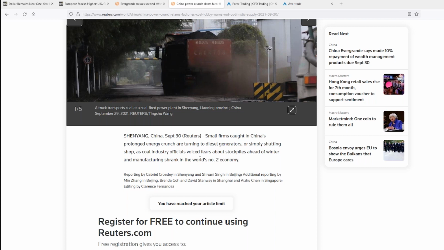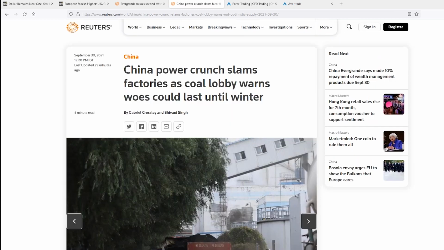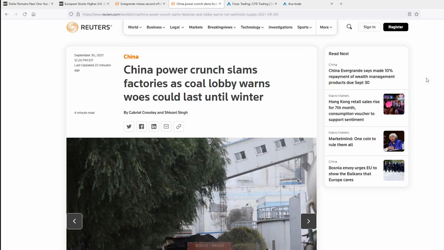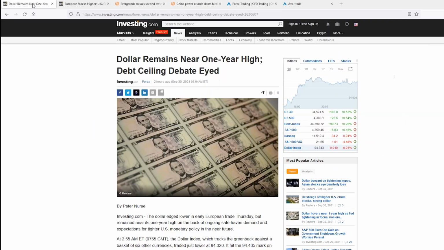Coal industry officials voice fears about stockpiles ahead of winter, and manufacturing shrank in the world's number two economy. Okay, so that combined with the Evergrande issue in China is creating some fear about the Chinese economy right now. So that's something to keep in mind. A bit of mixed news on the markets right now, but certainly not heavily fear-oriented.